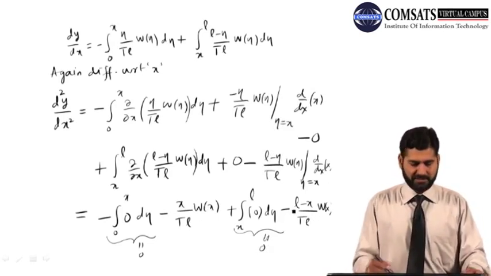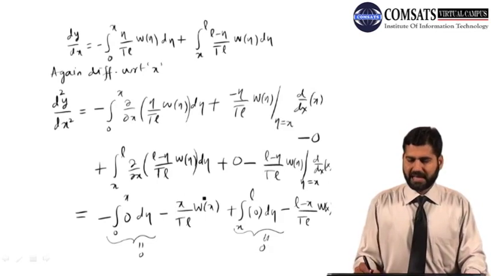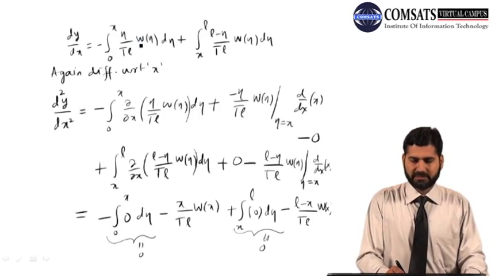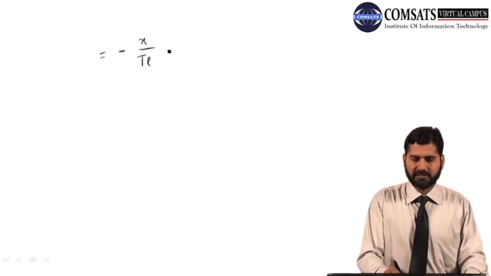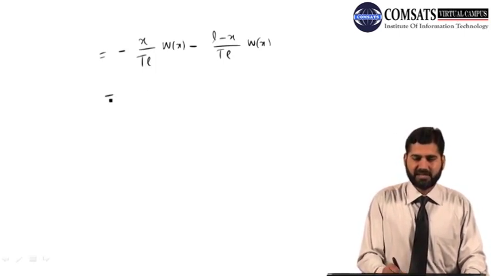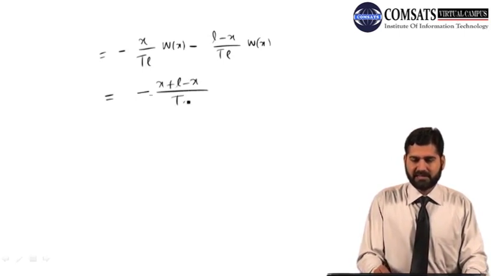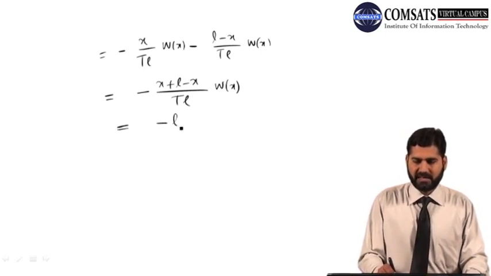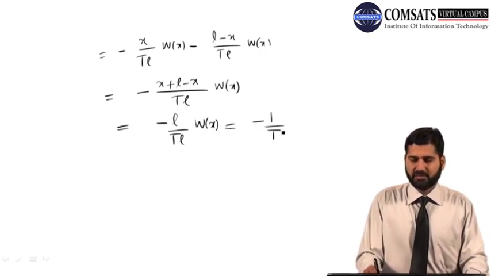So you can add x and L minus x. You can add them up. So you got minus x by TL Wx and minus L minus x by TL Wx. So x plus L minus x is just L. Alright, so you got minus x plus L minus x by TL Wx. So this is nothing but minus L by TL Wx. So that is minus 1 over T Wx.